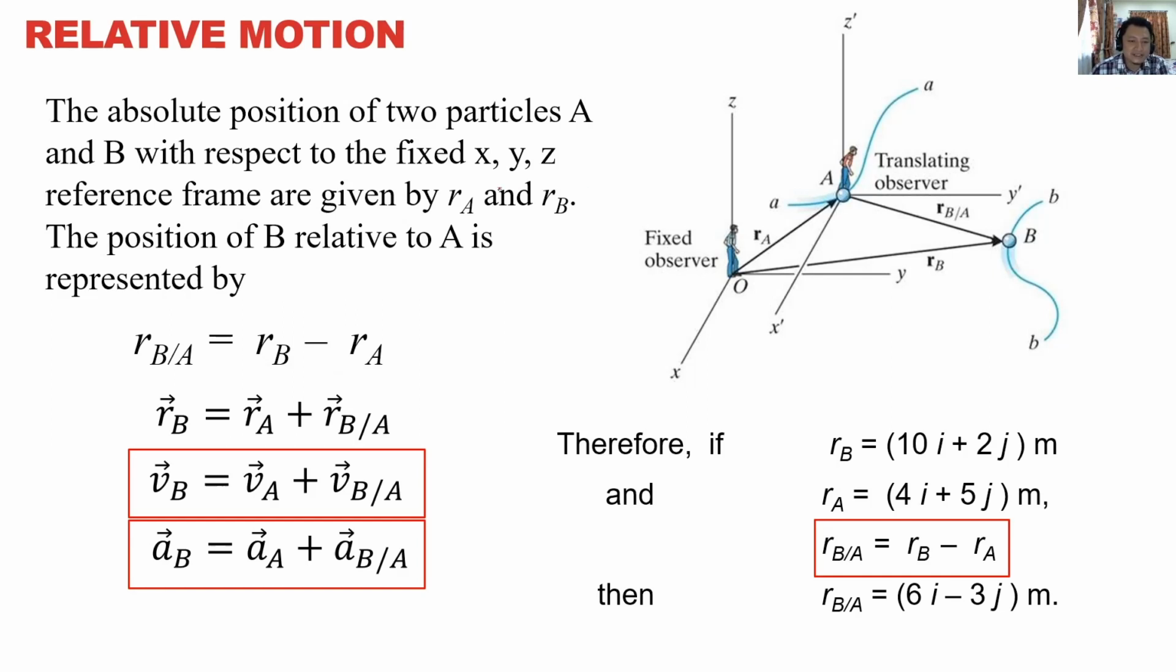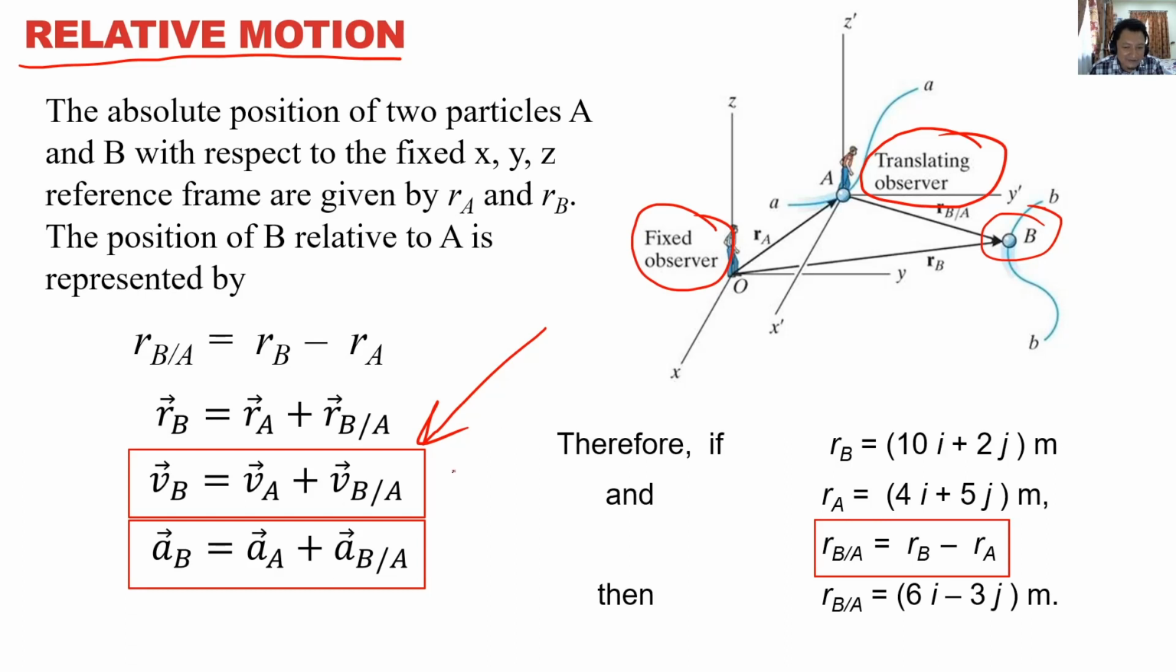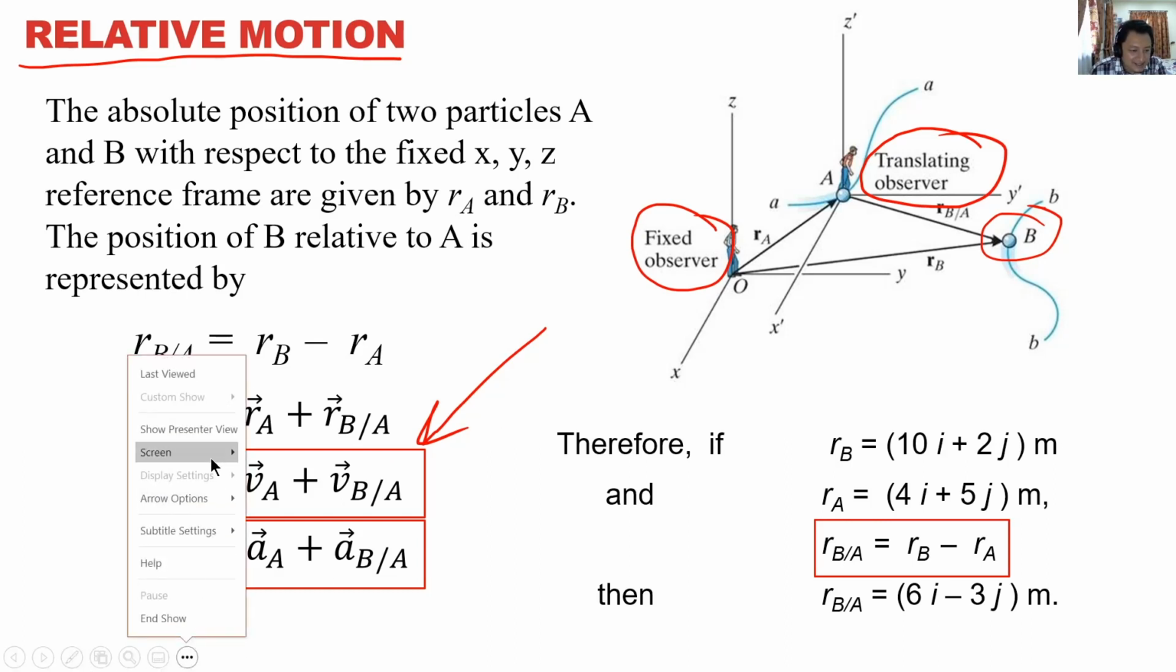So this is the explanation of relative motion. If we were to derive certain examples, you have to look at this: a fixed observer and a translating observer. This is looking at B. And this is a formula. Definitely you will never be able to understand something like this.